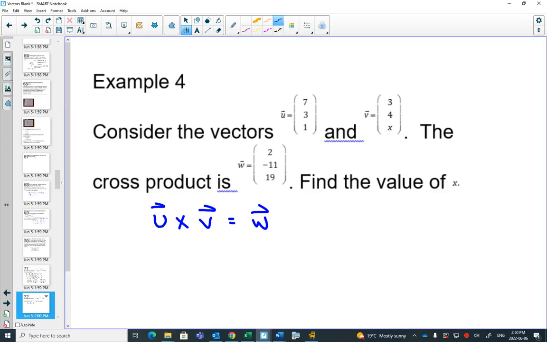So here I will get you to figure out u cross v using whichever method you'd like. Calculate it and put it here. It's going to equal 2, negative 11, 19. And then we can figure out what x is.